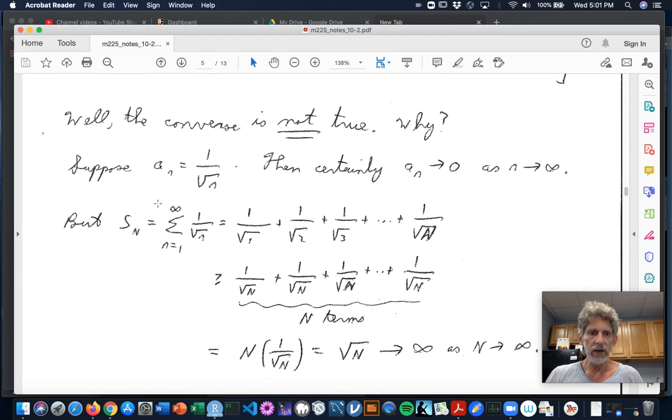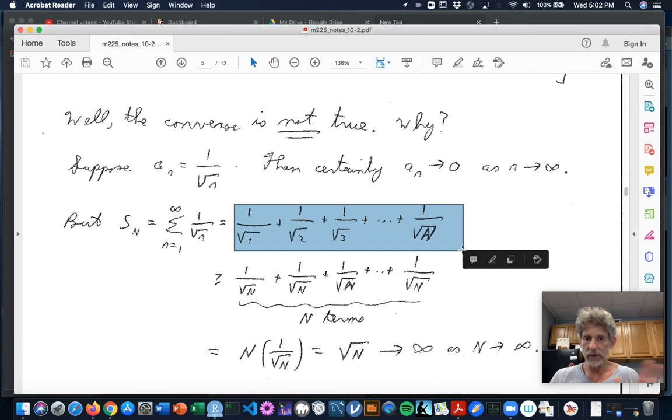But let's check out the infinite series, the sum from n equals 1 to infinity of 1 over root n. And I'm sorry, I really needed to have a capital N there because what I'm going to do is analyze the partial sums. So what would be the sum from n equals 1 to capital N of 1 over root n? Well, let's write it out longhand and just take a look at it.